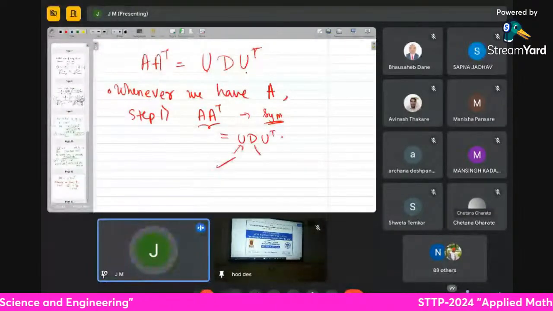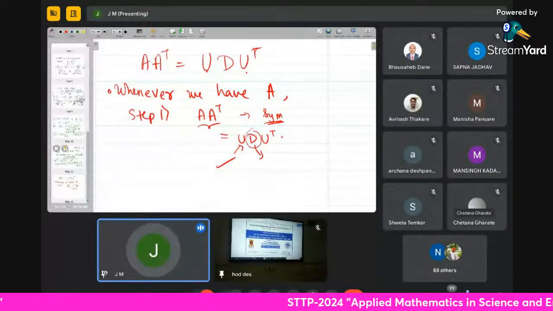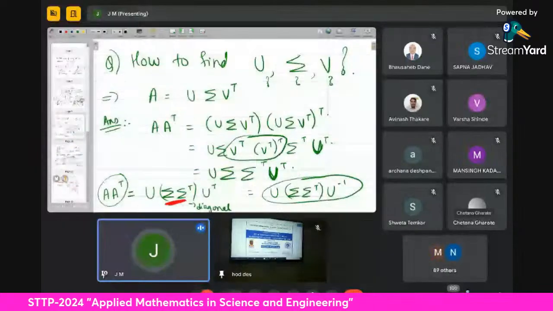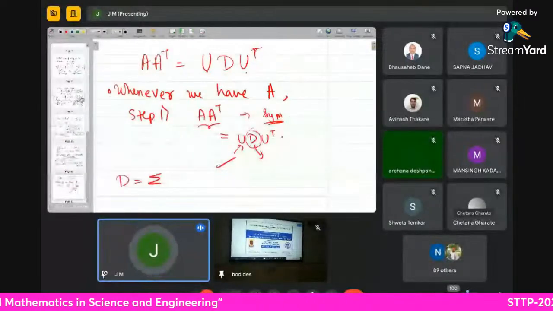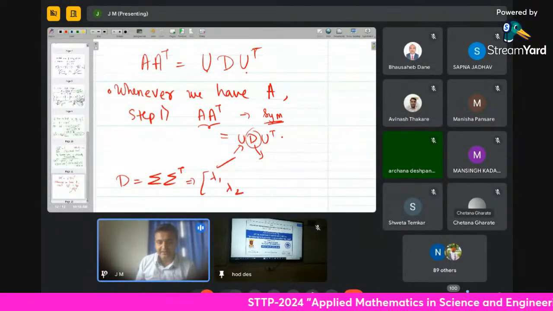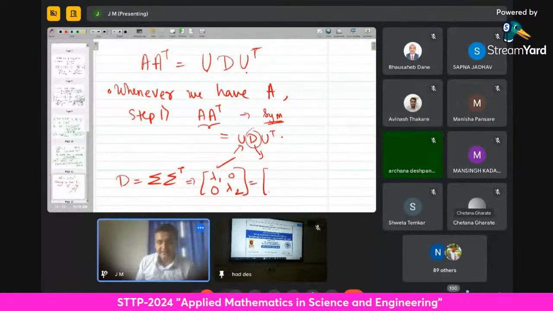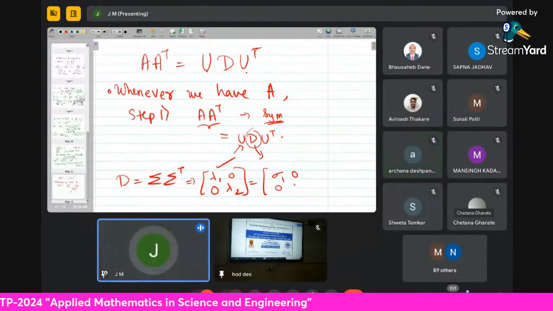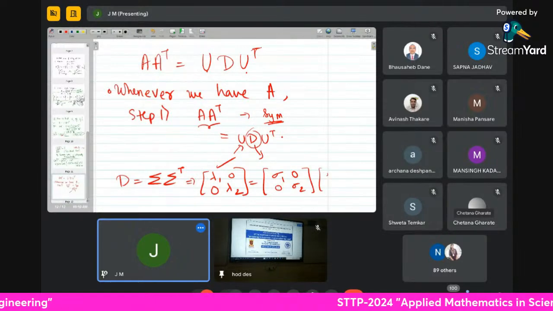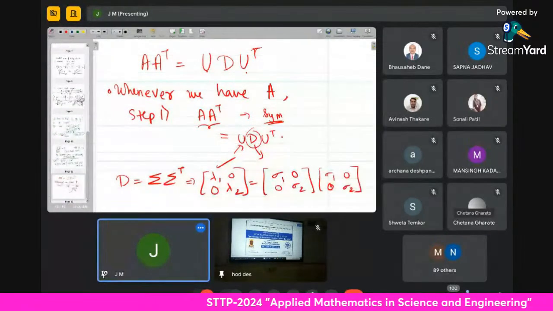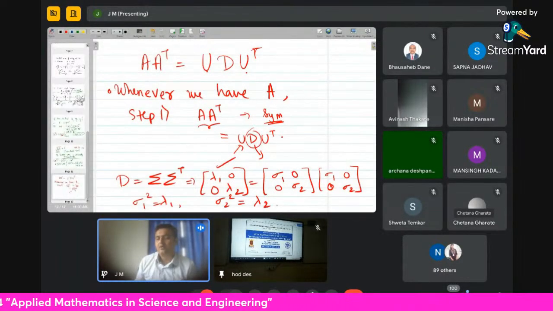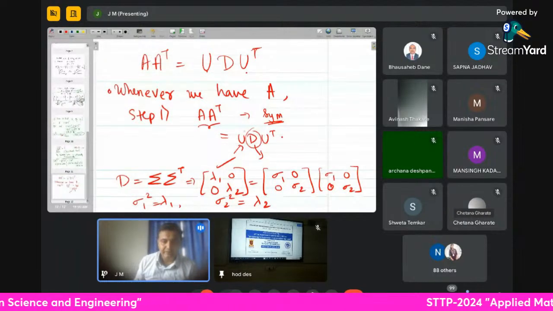What is my D? If you compare with here, your D is nothing but sigma into sigma transpose. Let me suppose my D is lambda 1, lambda 2, and this is, say, sigma 1, 0, 0, sigma 2, times sigma 1, 0 transpose, the same thing. What I'm getting is sigma 1 square as lambda 1, and sigma 2 square as lambda 2.